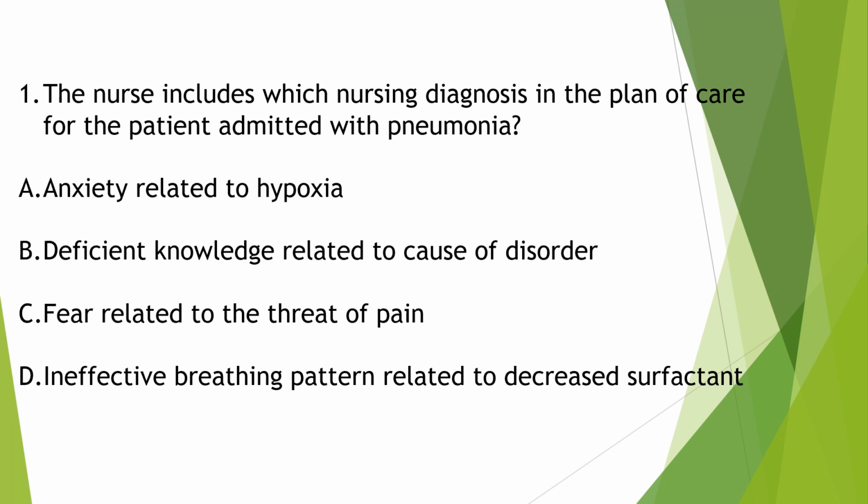If you see the first option, anxiety related to hypoxia, you know that when a patient doesn't receive enough oxygen, they experience signs of hypoxia, and the signs of hypoxia include change in mental status, anxiety, restlessness, confusion, because the brain cells are not receiving an adequate supply of oxygen. So the first option is correct, anxiety related to hypoxia.